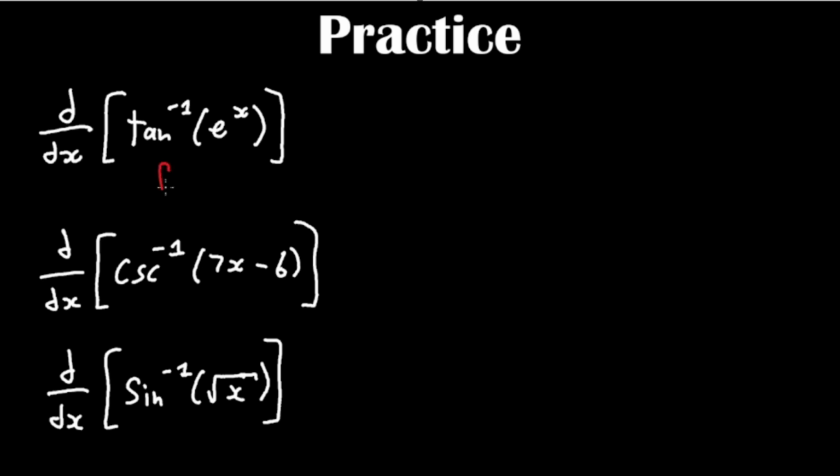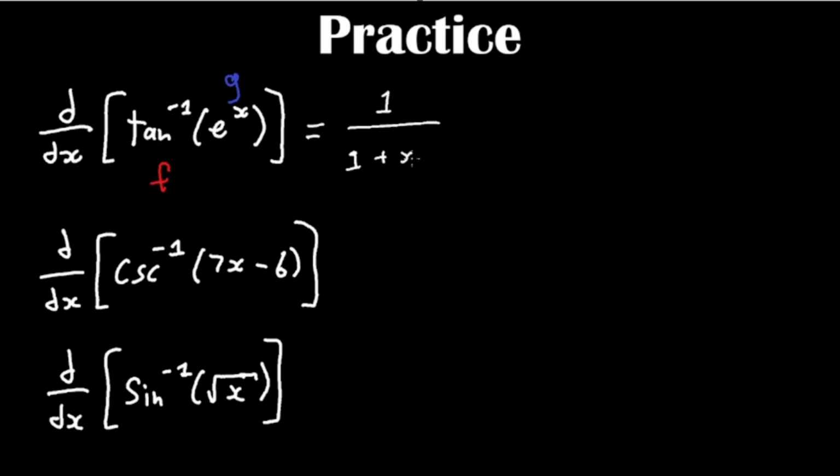Our outside function is tangent inverse, so we can call that f. Our inside function is e to the x, we can call that g. So we know this is going to be f prime of x evaluated at g, and then the whole thing multiplied by g prime. I'm not going to write all that out. You should be familiar with that already.